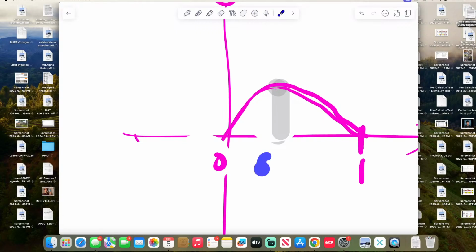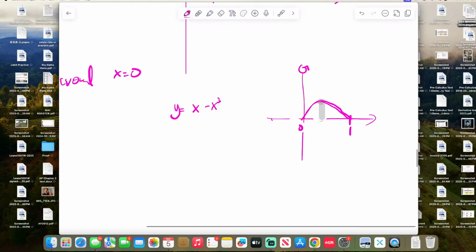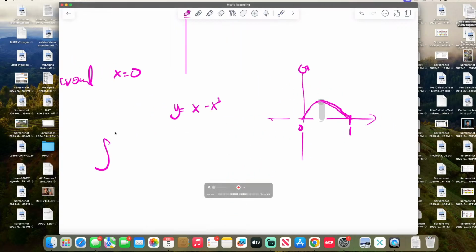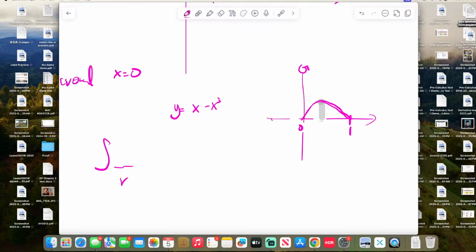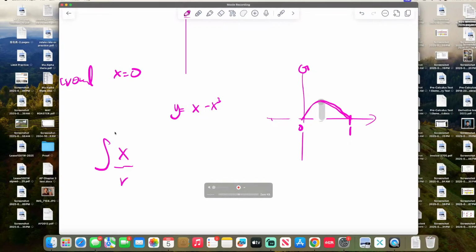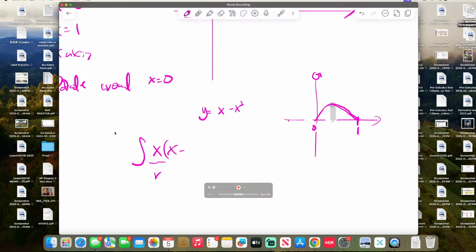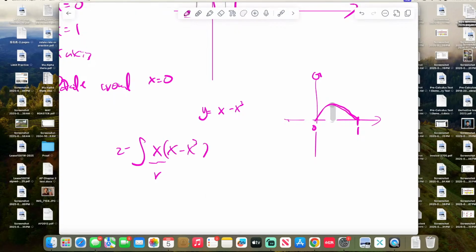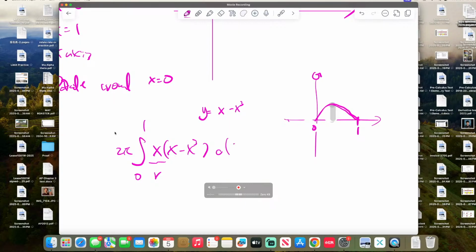So remember it's 0.5, right? Since it goes from 0 to 1, 0.5 is your radius. Now how do we get the height? Plug 0.5 into the function, which is 0.5 cubed minus 0.5, right? So basically it's integration where the radius is x, so that is x times x minus x cubed. The only difference is the 2 pi, and it's between 0 and 1. And that's it. I got the same answer.